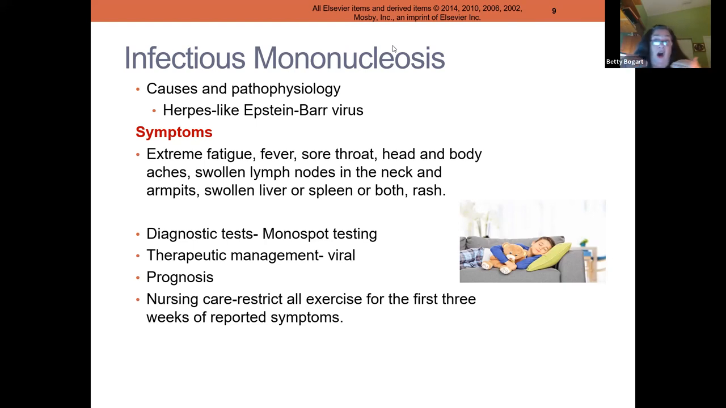So now it's our job to teach this patient what the outcome is. Well, it's going to take time. It's going to go away by itself. It's a virus. Tylenol and Motrin for those aches and pains and fever, drink plenty of fluids. And then they're going to tell you not to have PE or contact sports for a couple weeks until you're seen by the pediatrician.